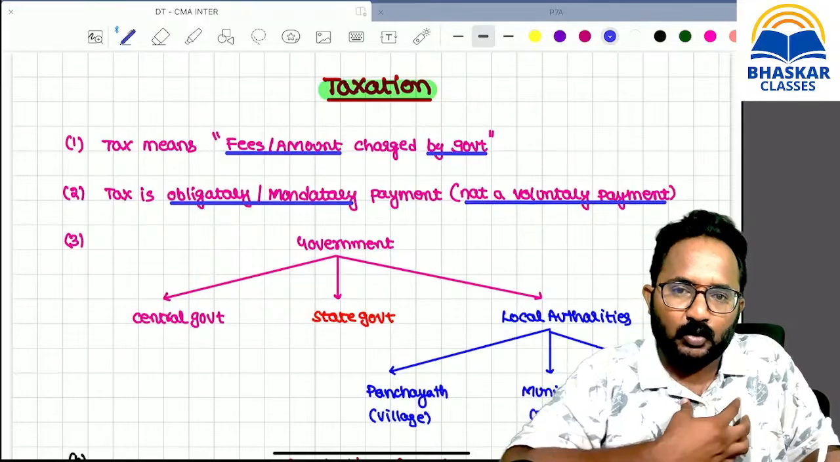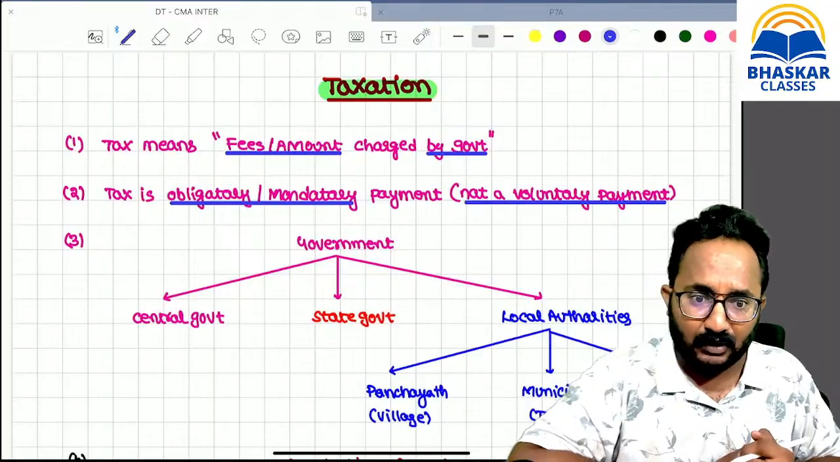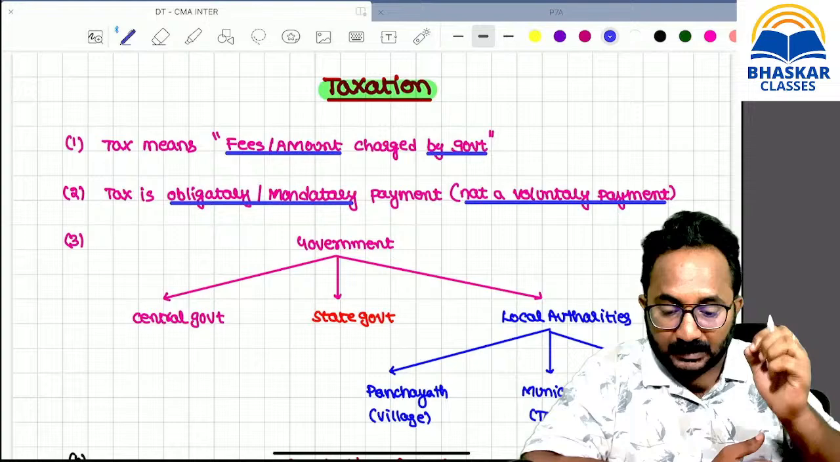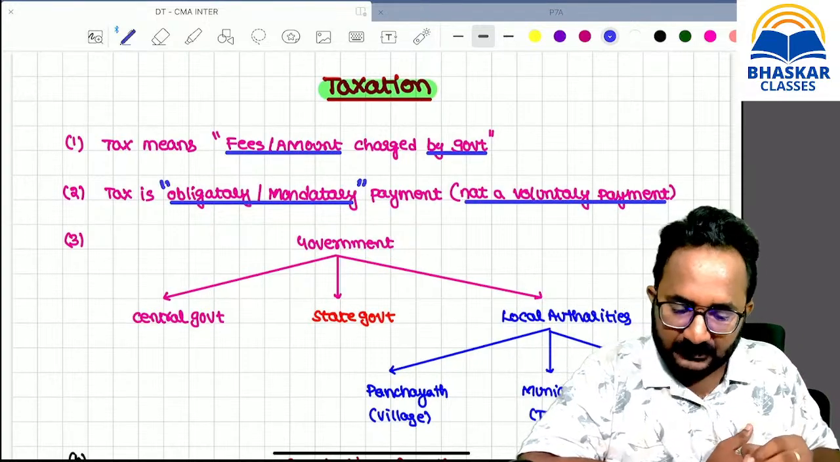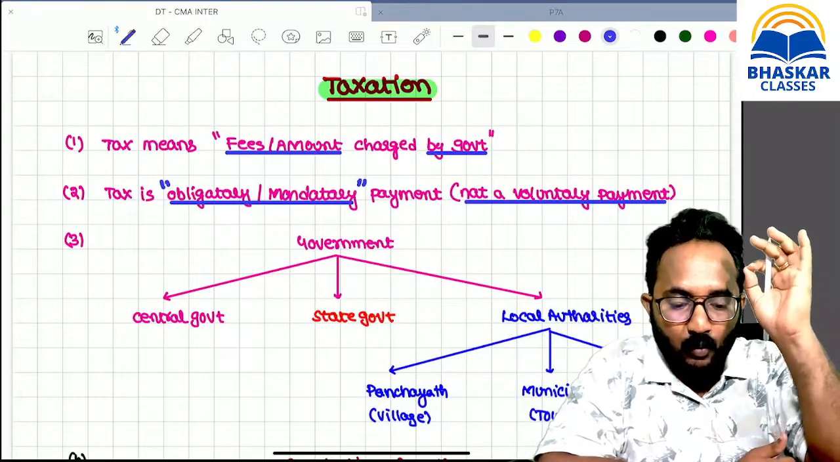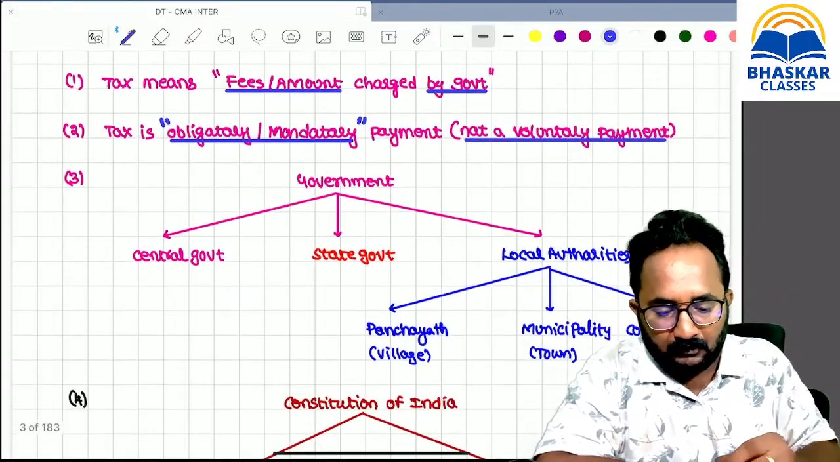For example, if I want to give a donation to a charitable trust, that is absolutely voluntary. If I want, I can give; otherwise, I will not. But if you want to make the payment of tax, it is definitely a mandatory or obligatory payment.